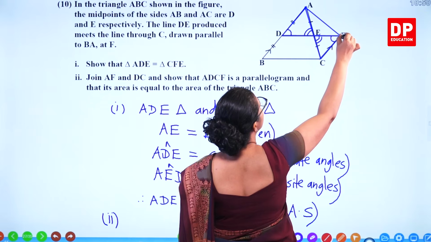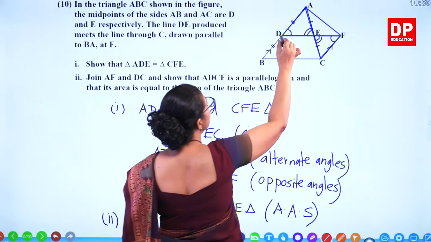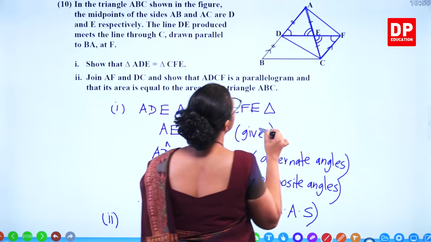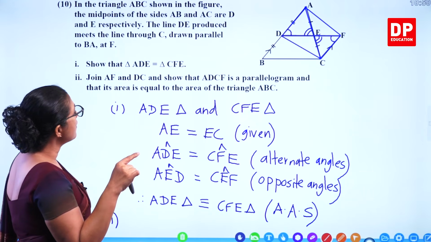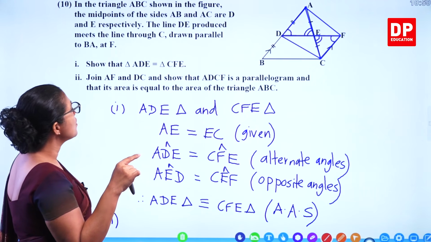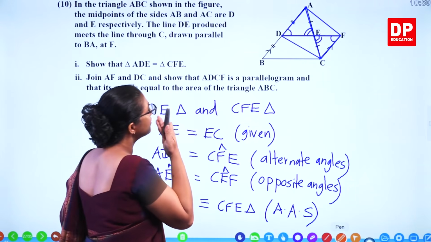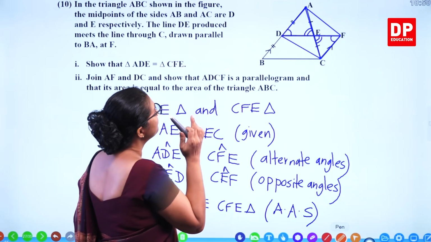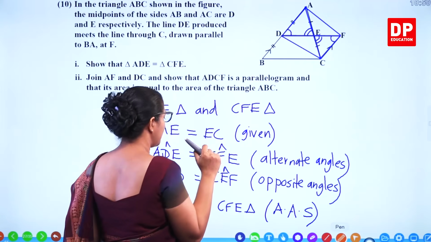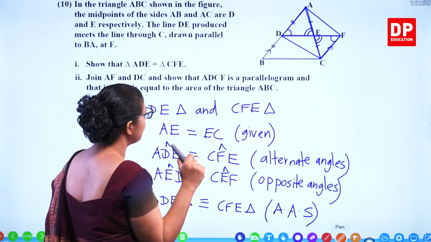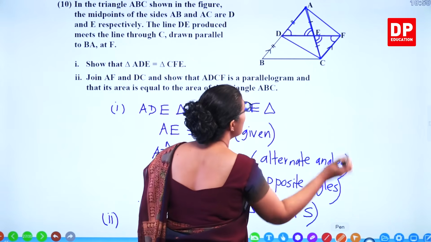And the second part, it says join AF and DC and show that ADCF is a parallelogram and that its area is equal to the area of the triangle ABC. So how do we do that part? Now we found out these two triangles are congruent, so we can say these corresponding elements are equal.